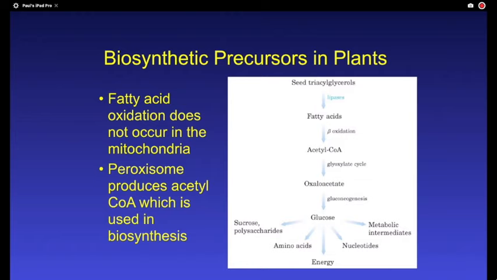Biosynthesis of precursors in plants. So fatty acid oxidation doesn't occur in the mitochondria of plants because that's not necessary in terms of creating a proton gradient there to create energy. We know we create energy totally differently in plants. But there are some cases in which we do need to break down fats and allow energy to be extracted.